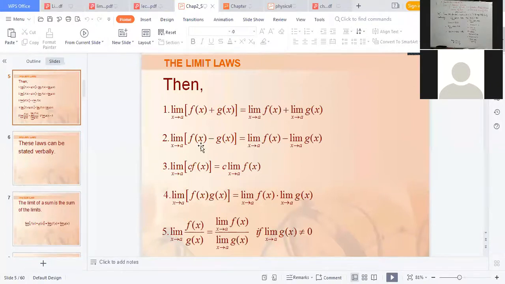And this is the addition and subtraction law. This is the constant multiplication. And this is the product law of limits. And this is the quotient law of limits. If we divide two functions, then we can get the individual values of the limit, provided the denominator is not equal to 0.